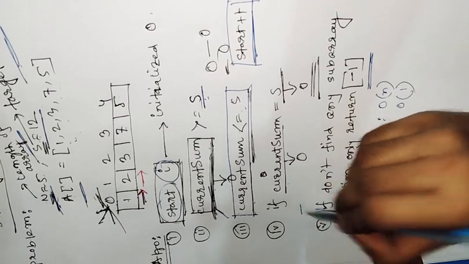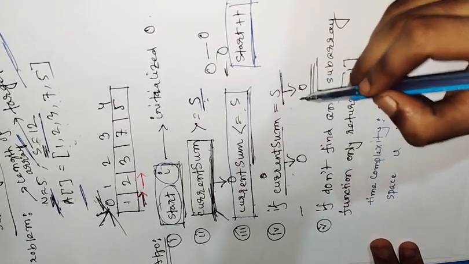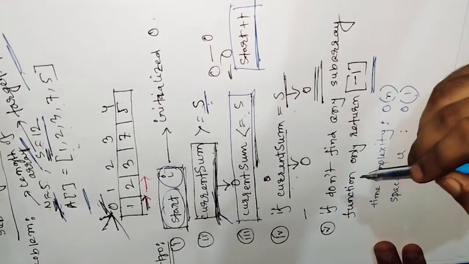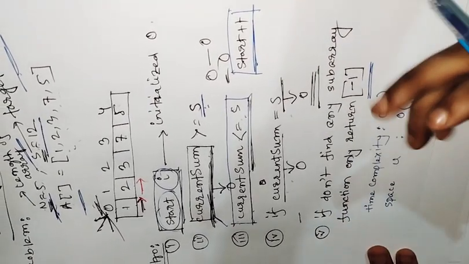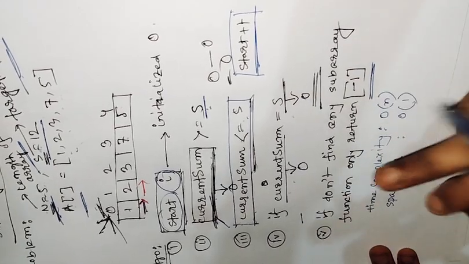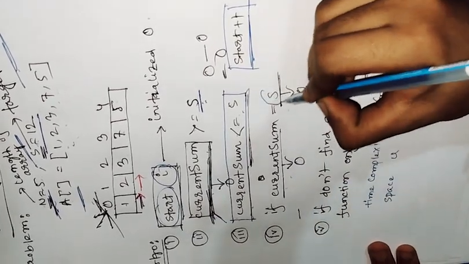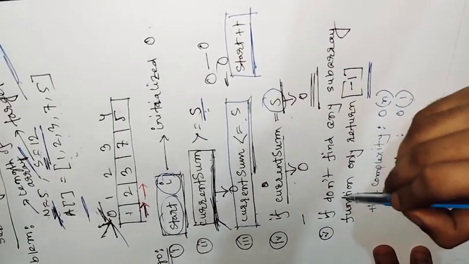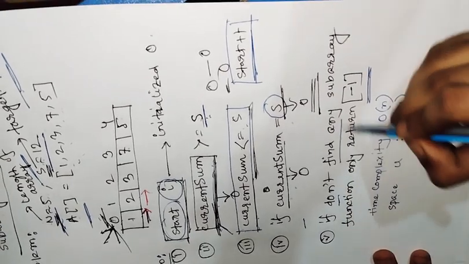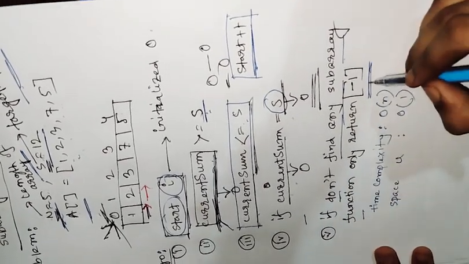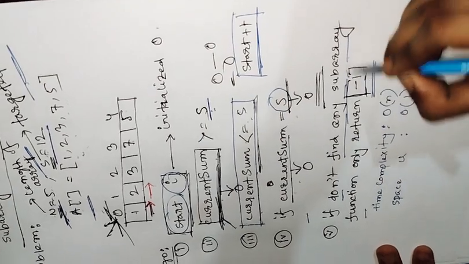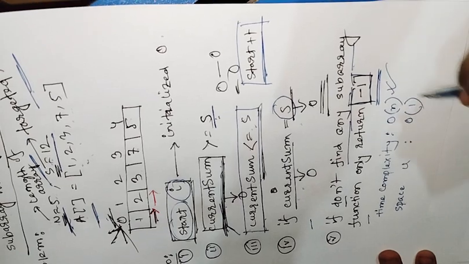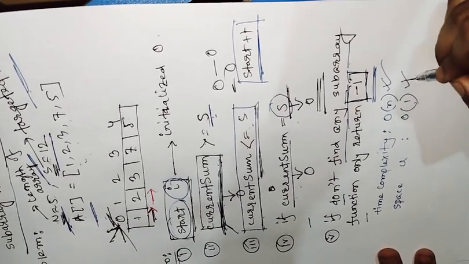After that we need to check if the current sum is equal to targeted sum. That time the function returns the start and end indices of the subarray whose sum is equal to targeted sum. At last, if we don't find any subarray, that time the function only returns -1. Here time complexity is O of n and space complexity is O of 1.